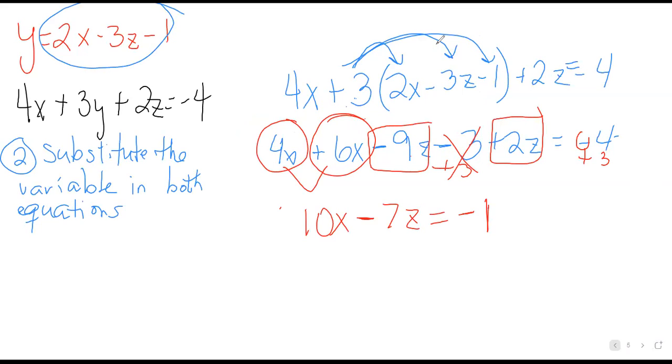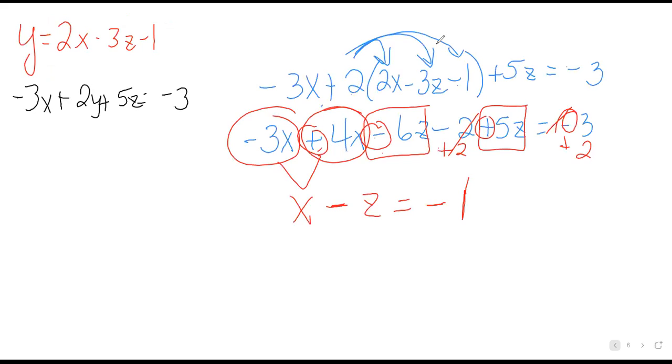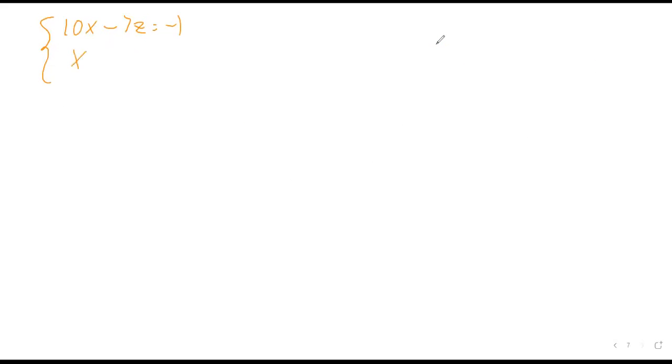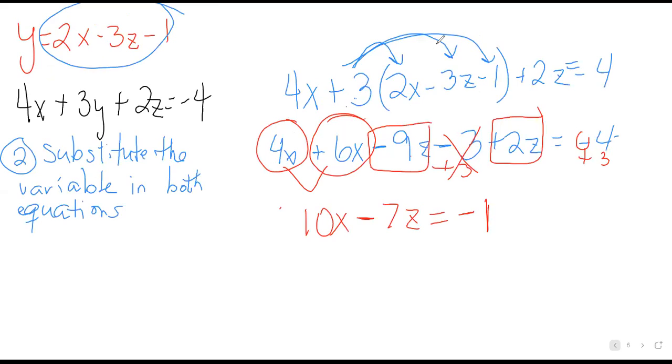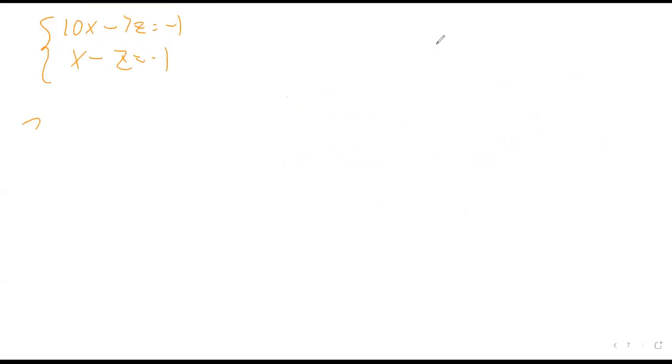Let me go to the third one. 10x minus 7z equals -1. So 10x minus 7z equals -1. And then x minus z equals -1. So once again, my next step, which number is that? Step number 3 is to solve the new system. So I can either do this part as elimination or substitution.